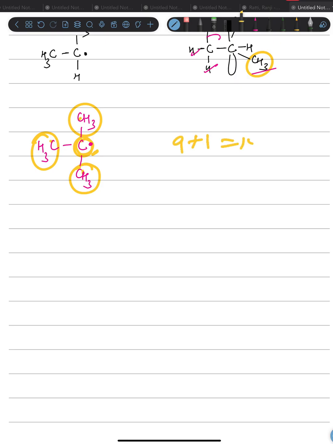So 10 hyperconjugative structures. Now, the more the number of hyperconjugative structures, the more is the dispersal of the odd electron, right? And the more is the stability. And that's why tertiary free radical is more stable than secondary, which in turn is more stable than primary, which in turn is more stable than methyl free radical.